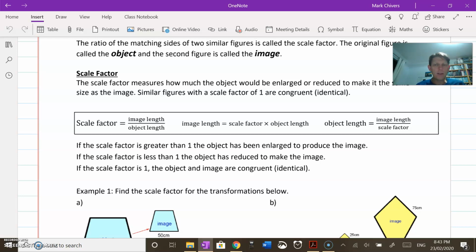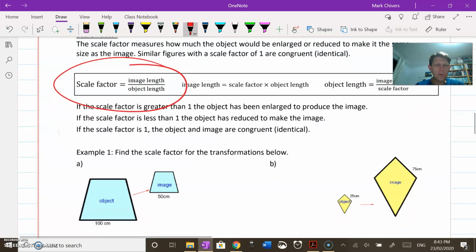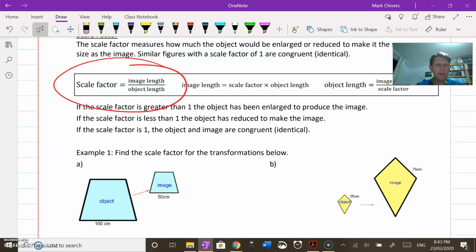Generally, we like to think about this form of the equation here. That tends to be what you want to think of most of the time. The scale factor is the image length over the object length. Everything else that's there is just using algebra to rearrange that initial statement. So scale factor times the object length, that's just removing the denominator from the right hand side and moving it to the other side. If you just remember that one key formula, you'll be able to work your way around from there.